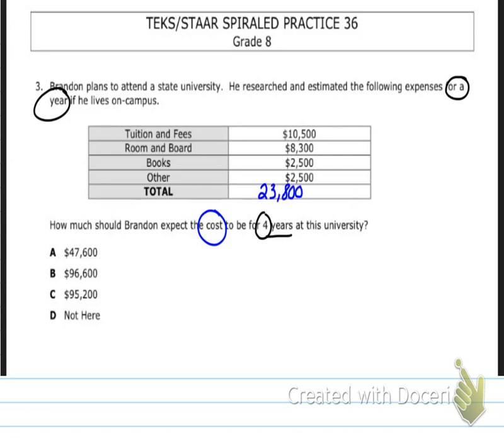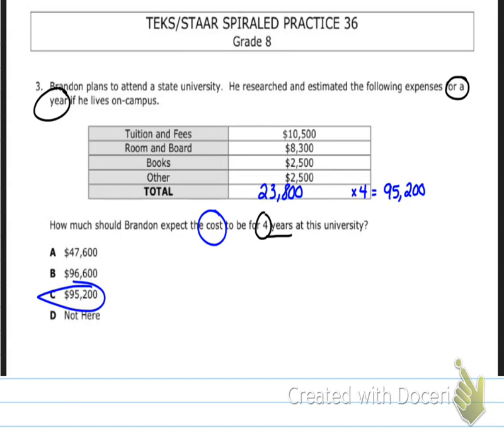This is the cost of a year of college, or university in this case. It wants me to tell you the cost for 4 years. So times 4. So what's 23,800 times 4? And you get 95,200. My answer is C.